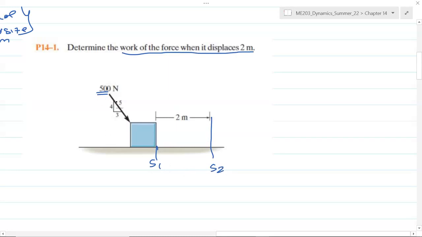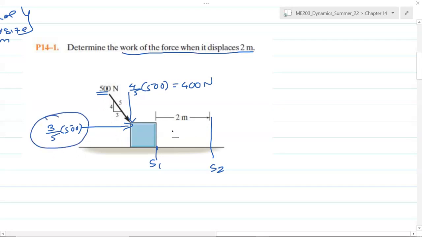Now, when this 500 Newton force is applied, it can be resolved into two components. The horizontal component is 3/5 of 500, that is 300 Newtons, and the vertical component is 4/5 of 500, or 400 Newtons. Only this component of the force is in the direction of displacement, so it is only responsible for displacement of the box. However, the vertical component only applies compressive load, and this does not cause any displacement.